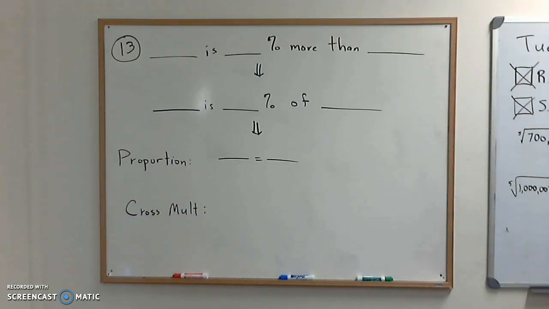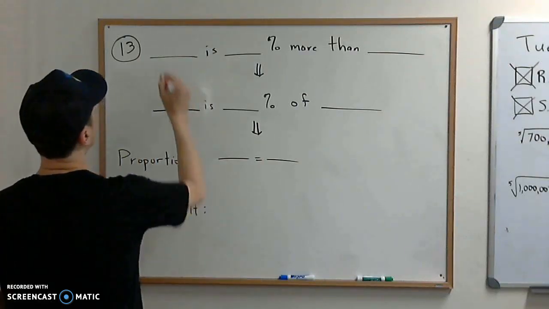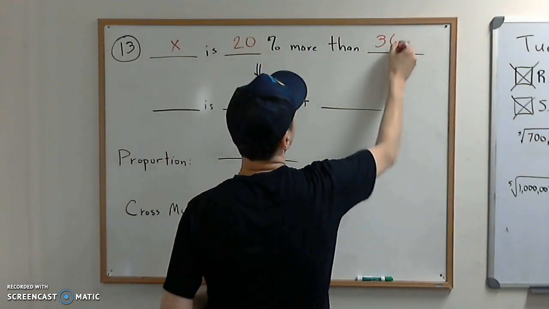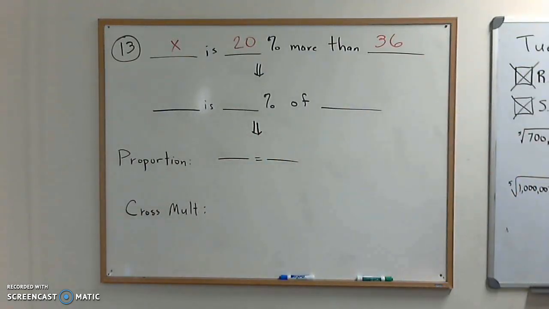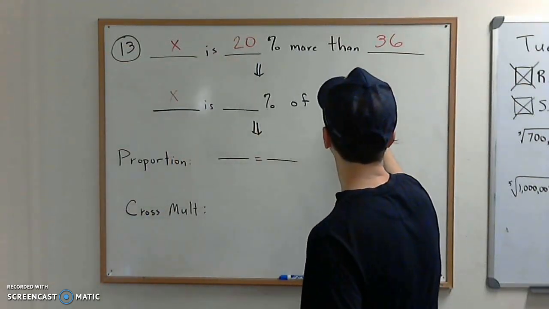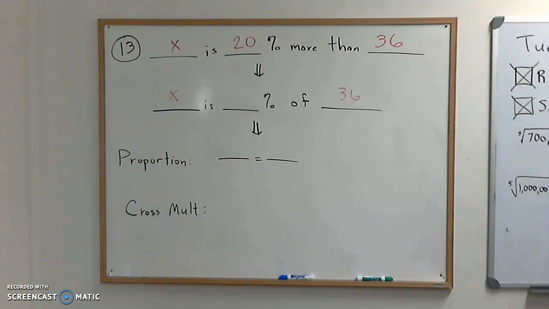On number 13, the question in particular is, what is 20% more than 36? Okay, so we'll carry down the x, we'll carry down the 36. The real issue in this problem is how do you reword 20% more than using the word of?